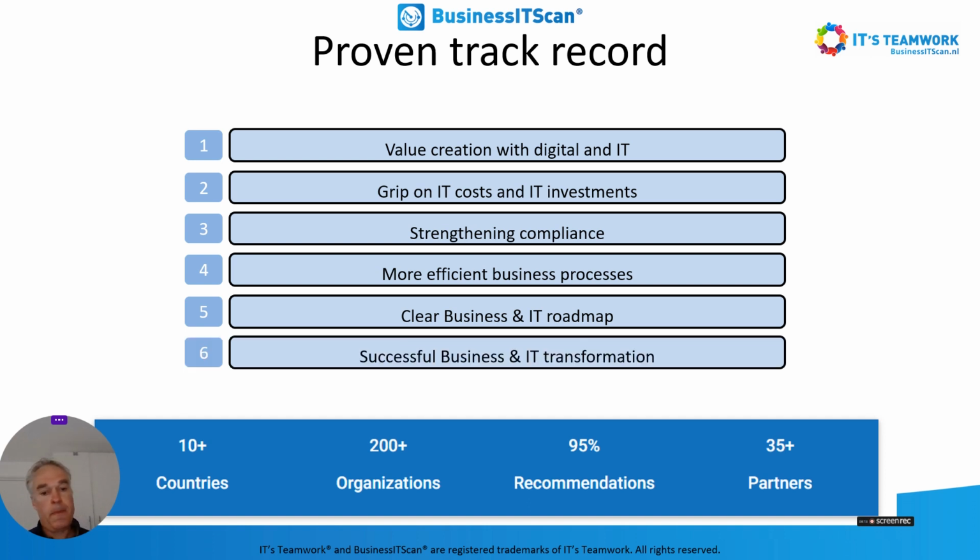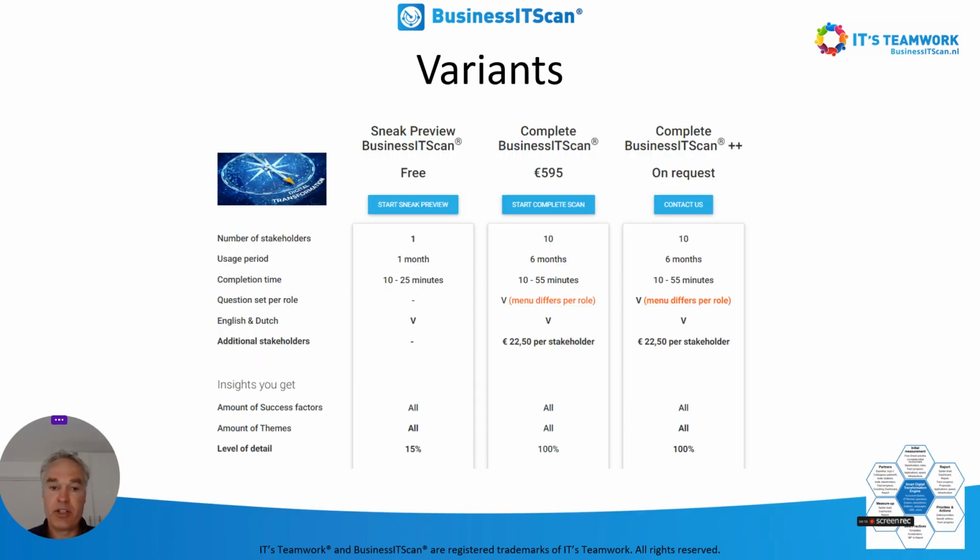And as a result, we can see that many of the organizations that used our platform have gone through a successful business and IT transformation. We offer a couple of variants of the BusinessITScan. So we first have the free sneak preview, and this is available for one stakeholder. Subscription period is 1 month, and the completion time is about 10 to 25 minutes. So you will get the report and you will get a dashboard. I will show you that in a minute. This can be upgraded to the complete BusinessITScan, allowing 10 stakeholders to participate. And if you want to include additional stakeholders, it's for a price of 22.5 euros.